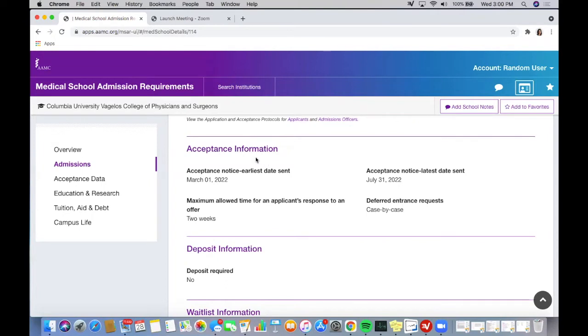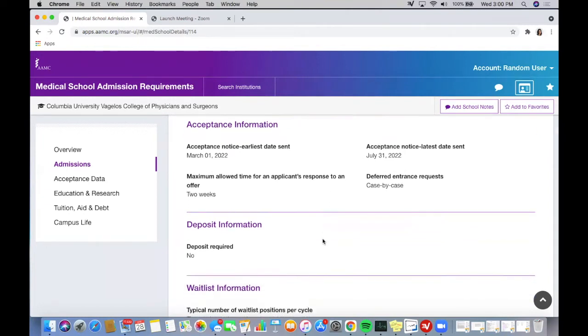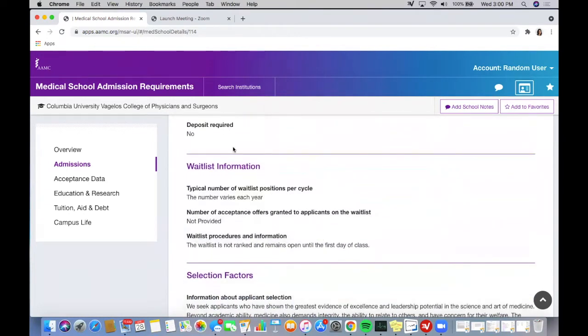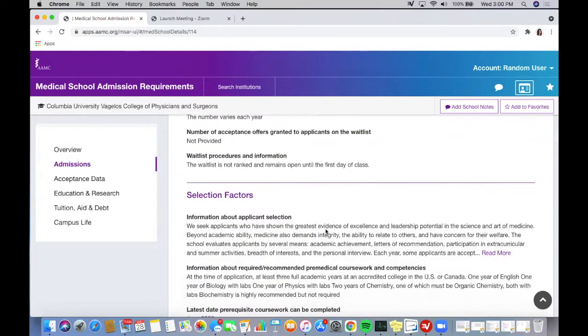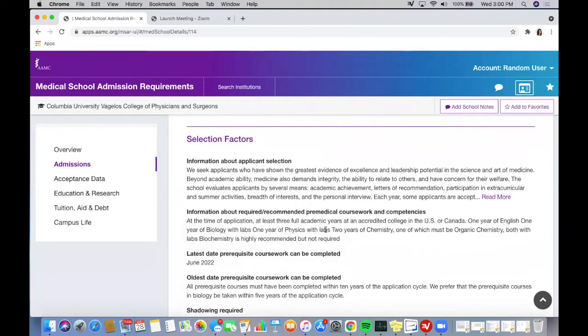So for Columbia, their acceptance information, the notice of earliest acceptance is March 1st, 2022, right? So Columbia is not a school that has rolling admissions. They release all of their admissions decisions on a single date, March 1st of 2022 this year. Of course, if you end up getting on a wait list, the latest date that you could be notified of an acceptance is July 31st, 2022. Okay. Some schools will offer waitlist information in this section. Many do not.